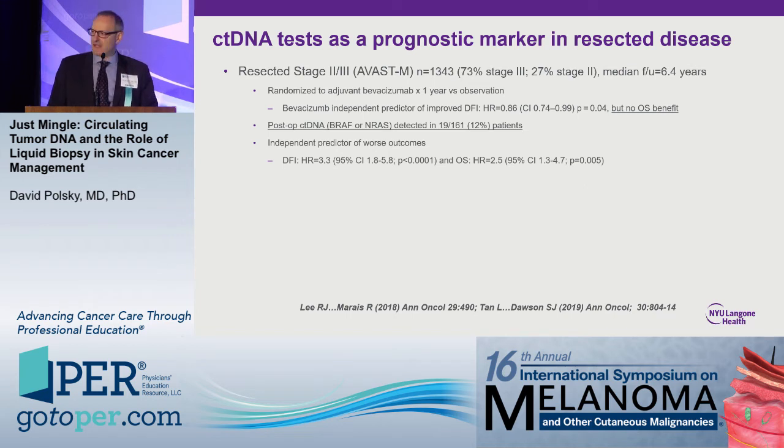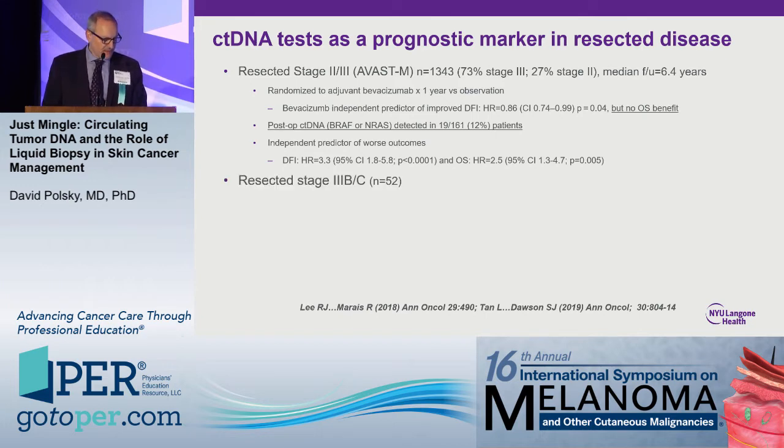But we were interested in the analysis they performed on the postoperative ctDNA. They looked at BRAF and NRAS in the plasma and detected it in only 12% of patients, but it was an independent predictor of worse outcome. You can see a hazard ratio of 3.3 and an overall survival hazard ratio of 2.5, suggesting that if you can detect DNA in the plasma of these patients after resection, they're really going to do poorly.